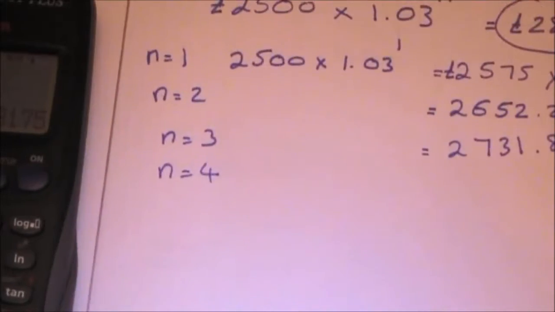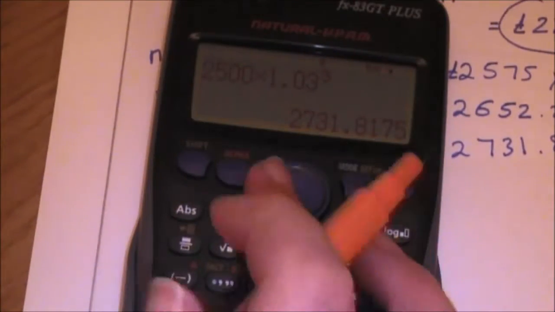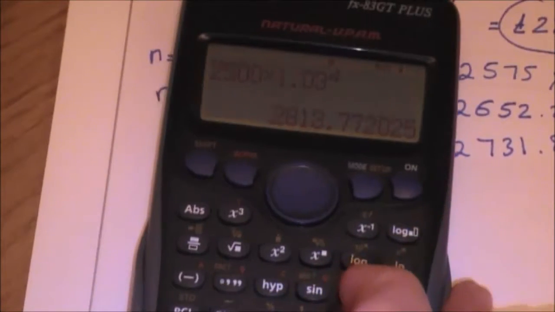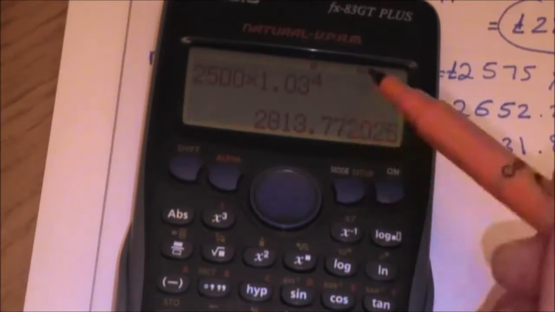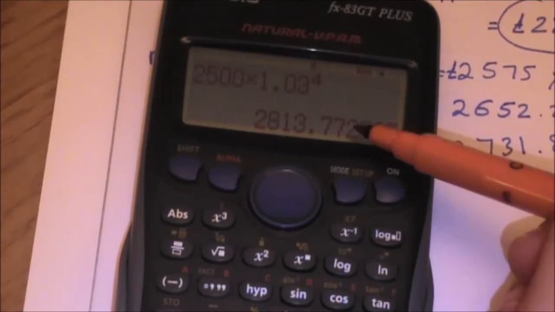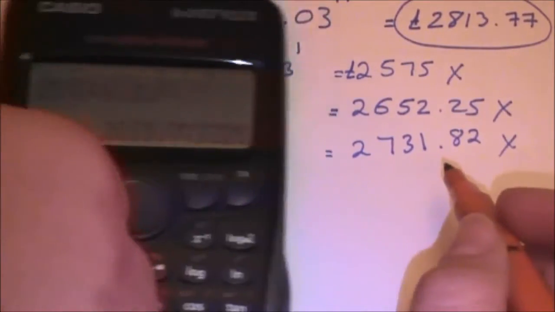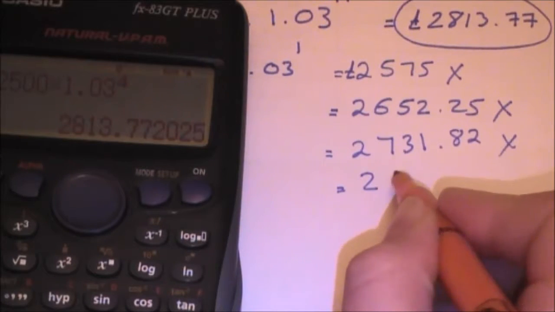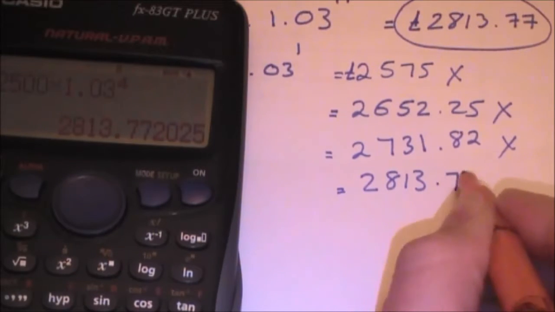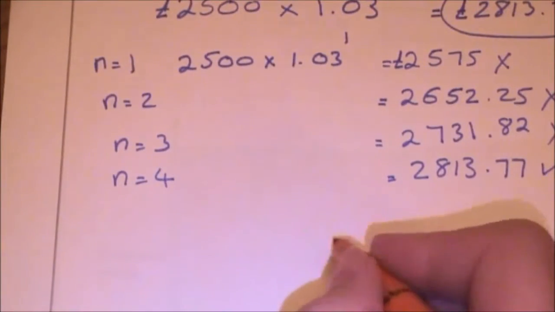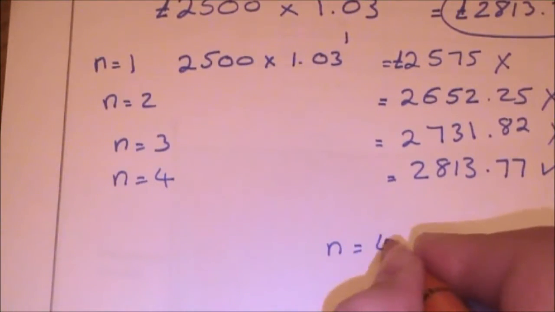So let's see after 4 years. Back to my calculator, press the back button, delete the 3, replace it with a 4, equals £2,813.77. Of course there are the decimals, but we'd round it to 2 decimal places. And yep, that's exactly the amount of money I wanted. So that equals £2,813.77. That's what I wanted. So n equals 4.